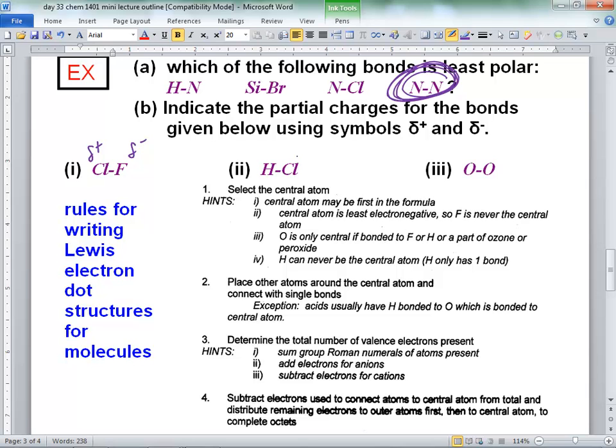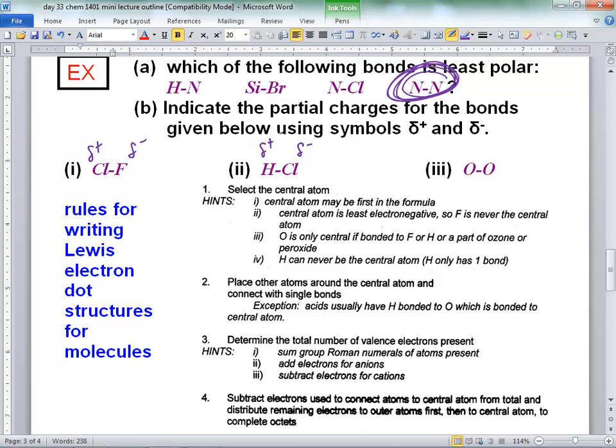Which one's closest to F? Chlorine is closest to F, so it has to be the most electronegative, so he has to have the negative, right? That means he would have to have the partial plus. O and O, everybody? There is none, because they're exactly the same, so you can't write anything.